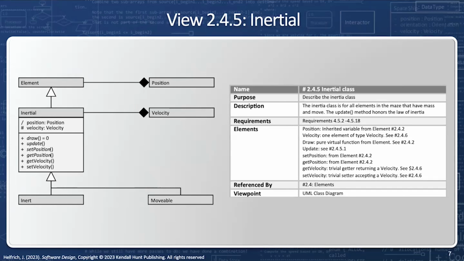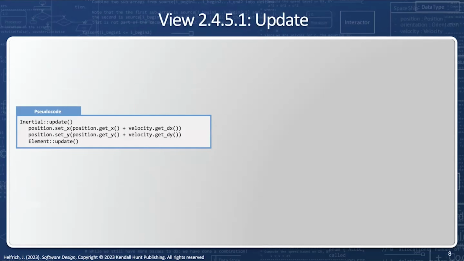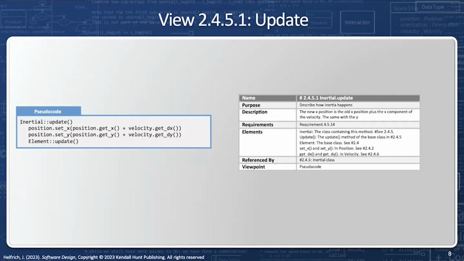So if I zoom in on this guy, I could pop right back out to find its parent, but it also is going to show me some aspects of it, like this update method. And this update method is going to be 2.4.5.1, so I'm going to zoom in on that one. 2.4.5.1 update, and this is pseudocode, and sure enough, the viewpoint is pseudocode. It's referenced by 2.4.5. And it does reference other views, but the other views are not subviews, but rather they're peer views. So if I want to know more about how getX or setX works or getDX, then I can take a look at that view to figure that out.